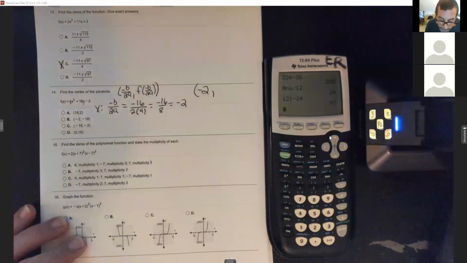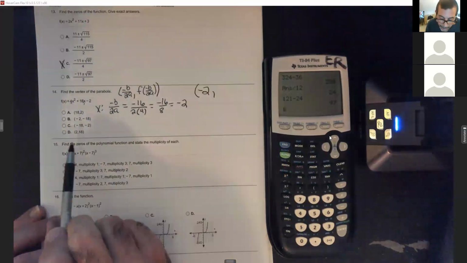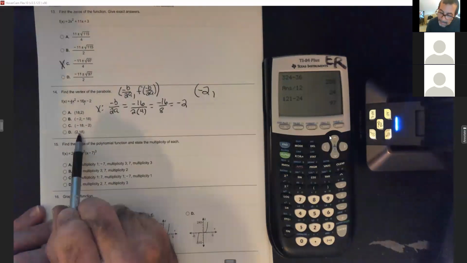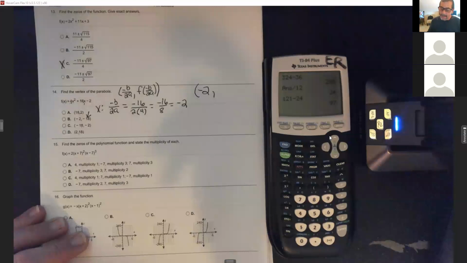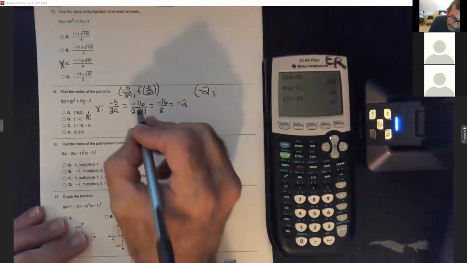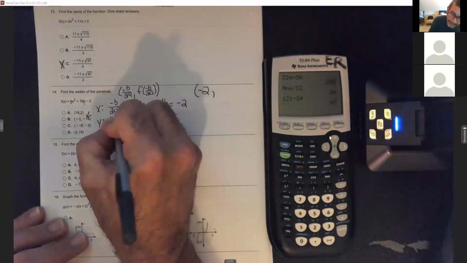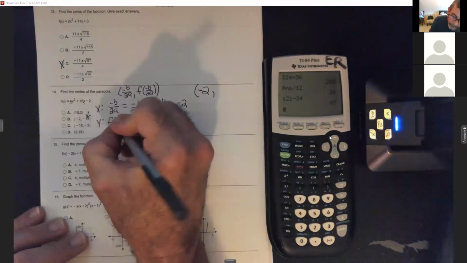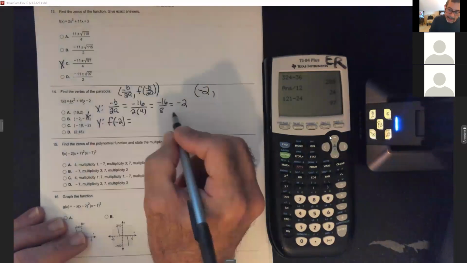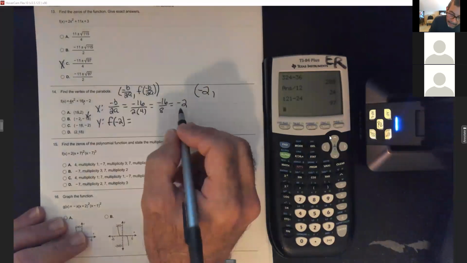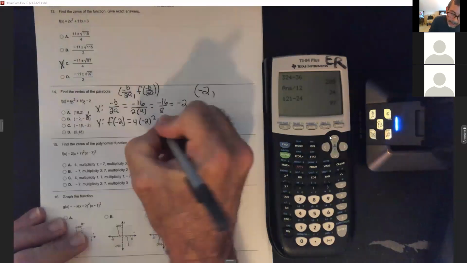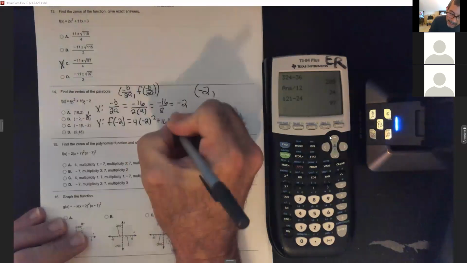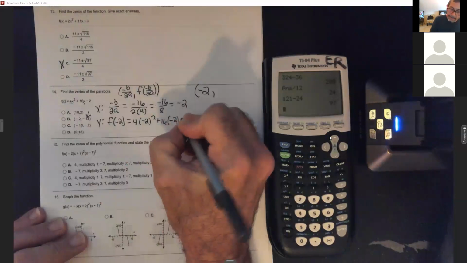Well, that's got an 18. That's got a negative 2. That's got a negative 18. That's got a positive 2. So I'm pretty sure my y value is about to be a negative 18. So to find the y value, we do f of negative 2 because that's the x value we found. All right, so that gives me 4 times negative 2 squared plus 16 times negative 2 minus 2.